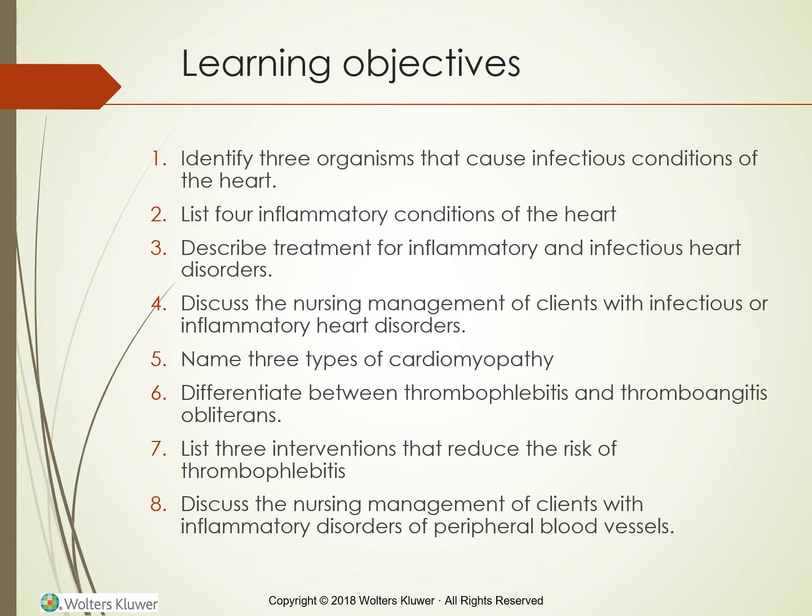Name 3 types of cardiomyopathy. Differentiate between Phlebitis and Thromboangiitis Obliterans. List 3 interventions that reduce the risk of Phlebitis. Discuss the nursing management of clients with inflammatory disorders of peripheral blood vessels.